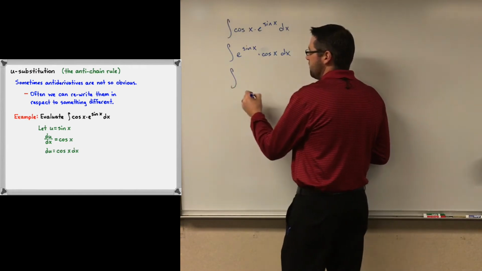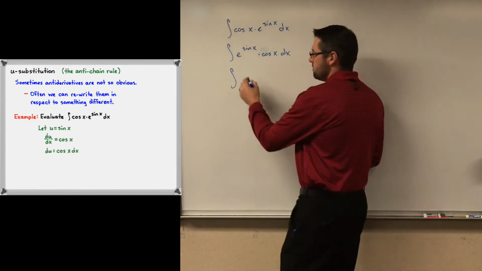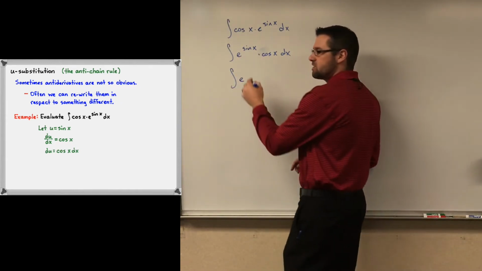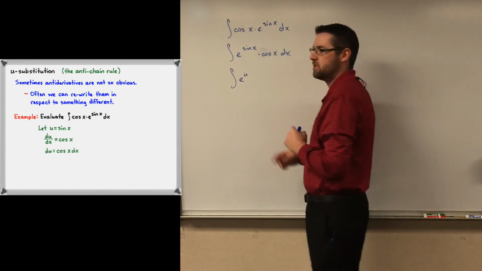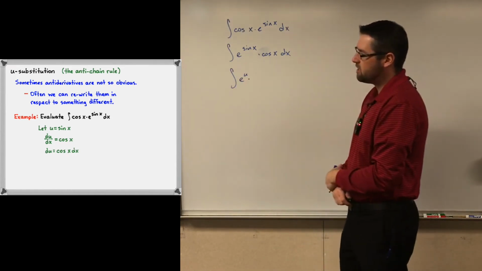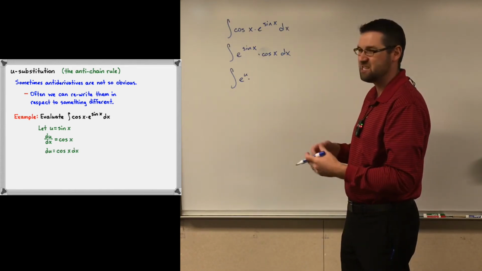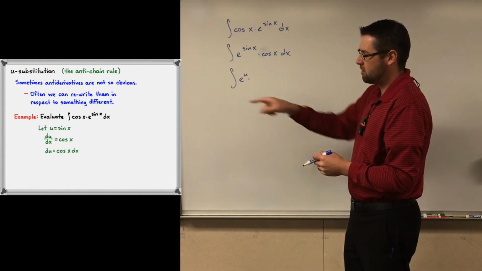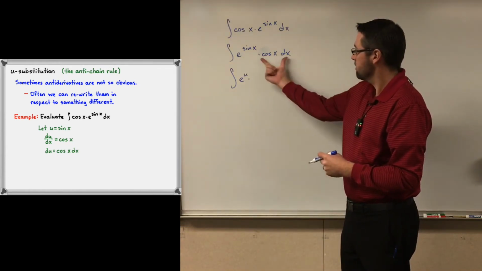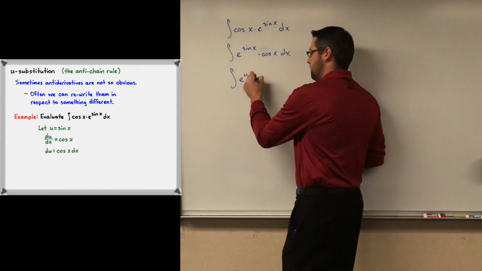The integral of, is there anything that says I can replace e with anything? No. E. What about sine of x? Yeah, I can replace sine of x with u, because u equals sine of x. Times, is there anything I could substitute cosine of x with? Kind of du dx. But look at that last line. It says du equals cosine of x dx. There's cosine of x dx. That whole thing can be replaced with du.